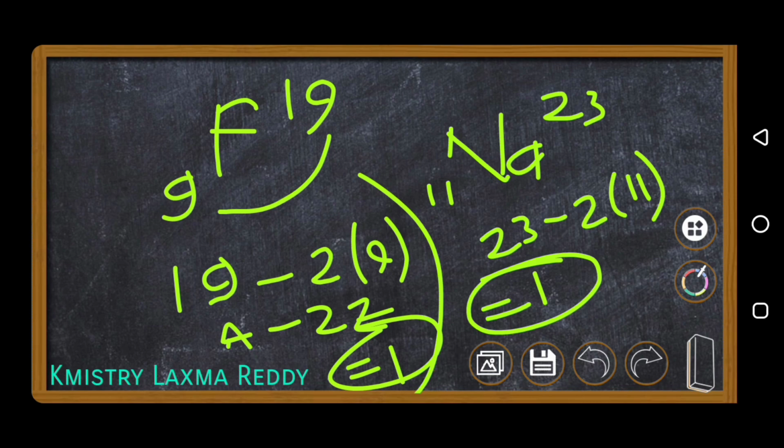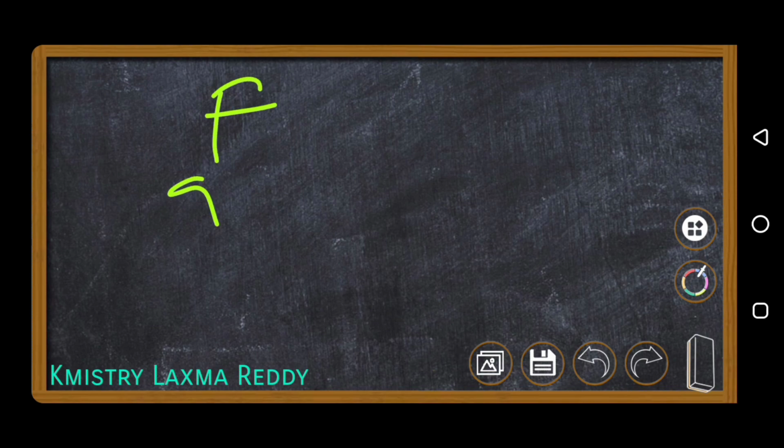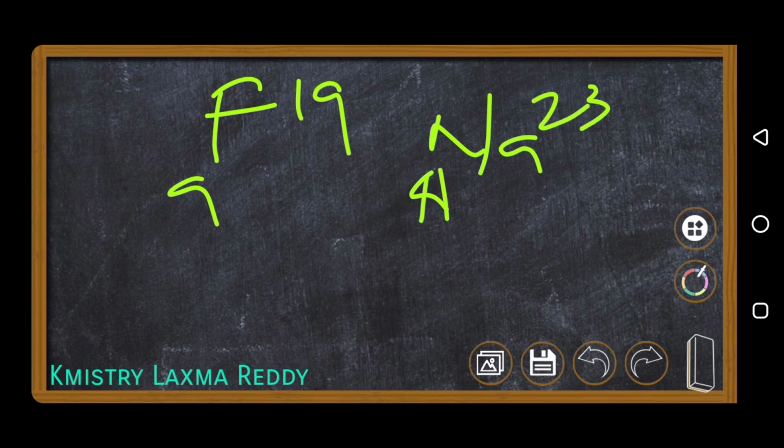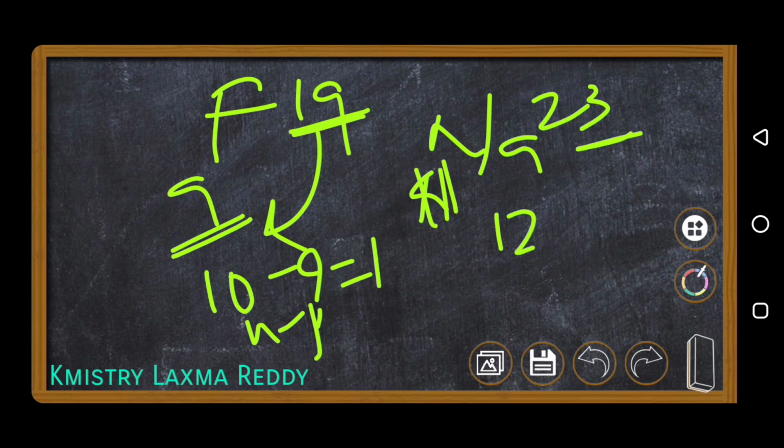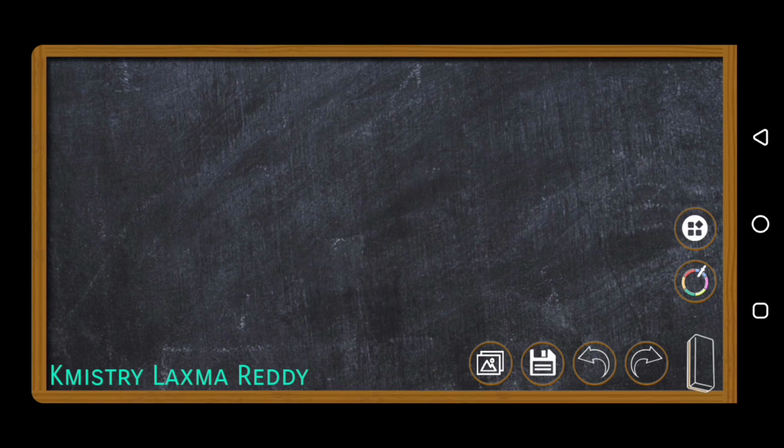Okay, now you can say this in terms of N minus P also. Fluorine 9F19, sodium 11Na23. 19 minus 9: the number of neutrons is 10, minus 9 is equal to 1, the N minus P value. 23 minus 11: the number of neutrons is 12, minus 11 is equal to 1. So the N minus P value is same in both the cases.